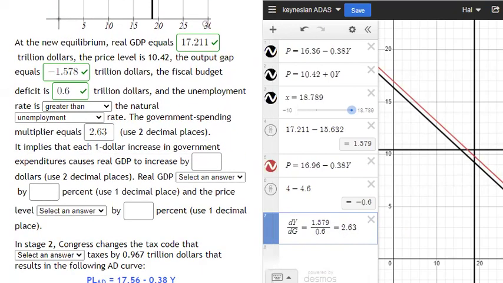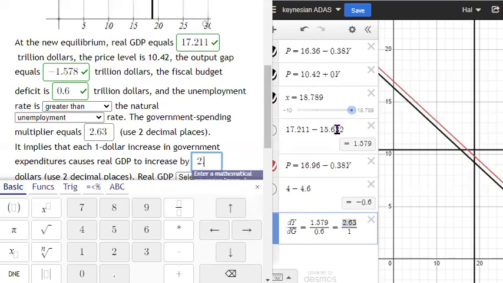Now, what does that imply? What we're going to do is put it over 1. So what this says is a $1 increase in government spending is associated with a 2.63 increase in GDP, right? This is an increase because this is positive and that's positive. So this is an increase in GDP and this is an increase in GDP. The increase in GDP is 2.63 for every $1 increase in government expenditures, right? So this number is going to be 2.63 here.